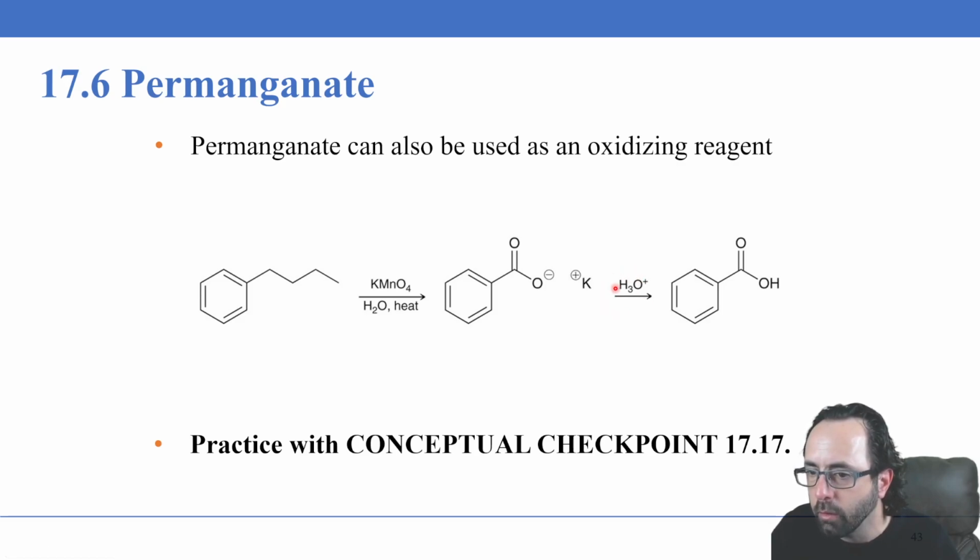But if we introduce a lot of hydronium and bring the pH down low enough, we can protonate this deprotonated carboxylic acid and get, in this case, the carboxylic acid group here, or benzoic acid altogether. Obviously, there's some carbons lost in this process. These have not been mentioned, but this is a byproduct that we do not concern ourselves with.